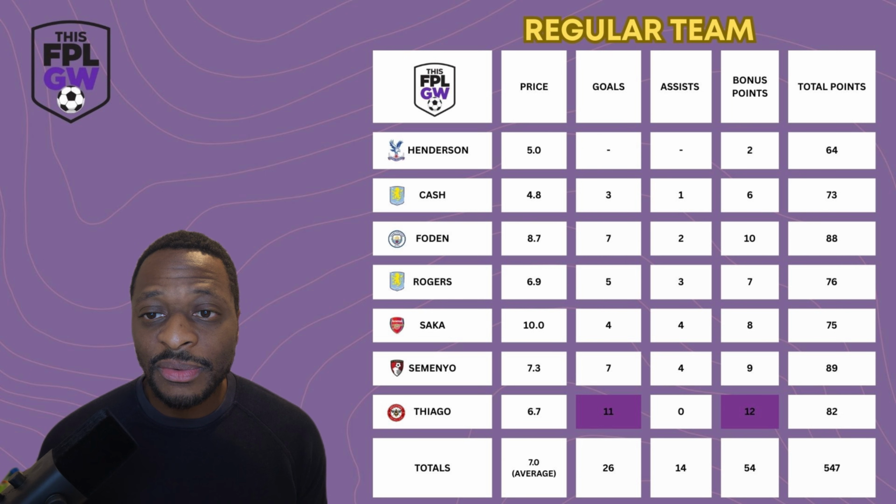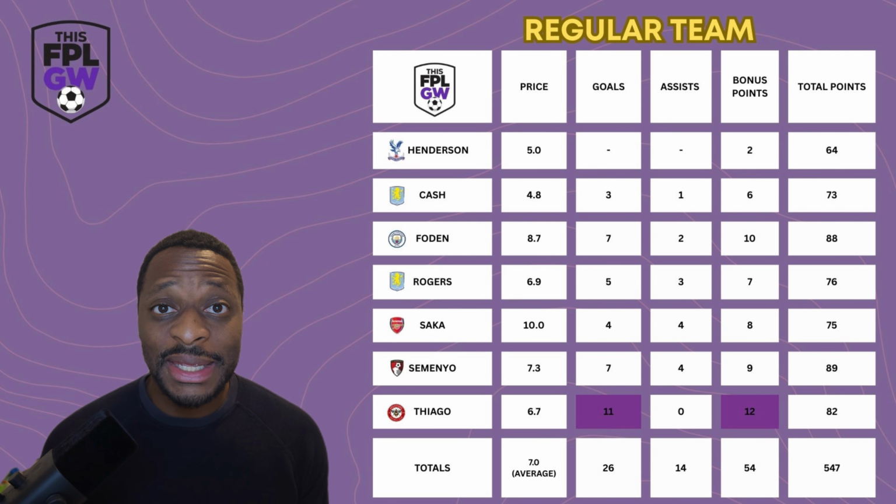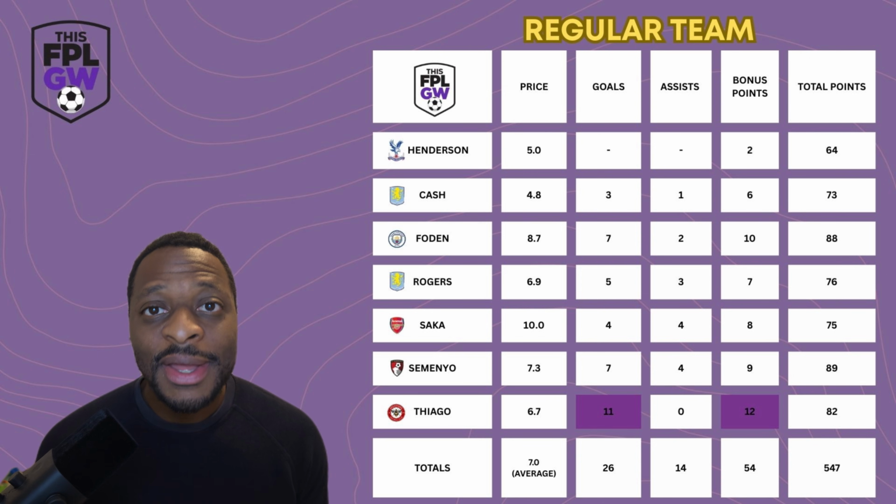So this is the regular team, and then we can look at some of the highlights in terms of what the regular team's done. The big thing that jumps out is Thiago's done extremely well. His goals, leading the team with 11, and then the bonus points leading the regular team with 12. Unfortunately, he's a doubt, so we're going to look into potential options and transfer plans a little bit later in this video. But yeah, this is how the regular team is done.